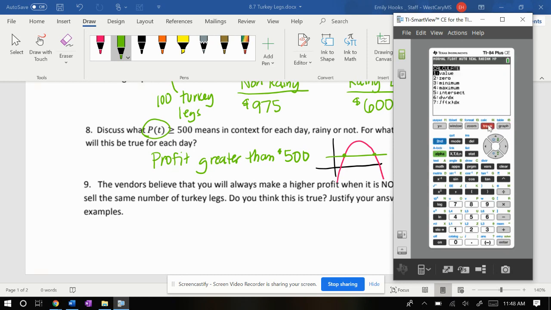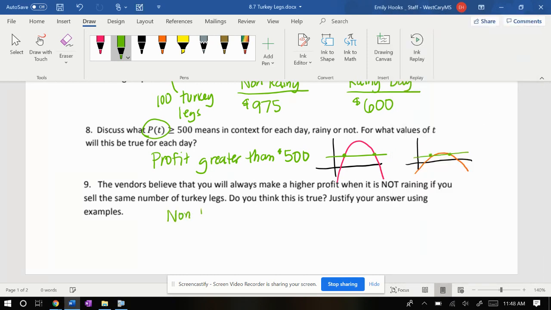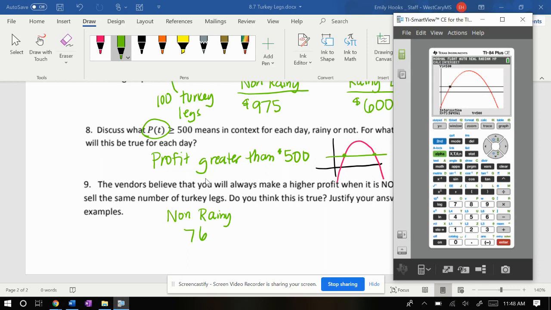So second, trace 5, and I'm going to get close to the intersection. And enter, enter, enter. And I get 73.6, and that gives you about 500. So we'll say for the non-rainy day, it's about 76 turkey legs. Oh, excuse me, 74. So we'll say 74 turkey legs.